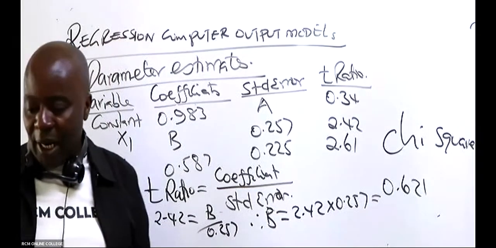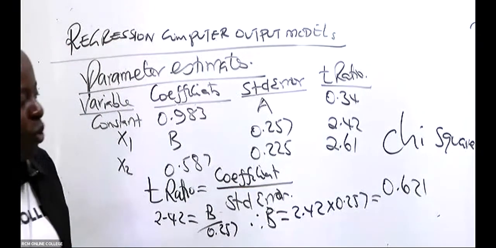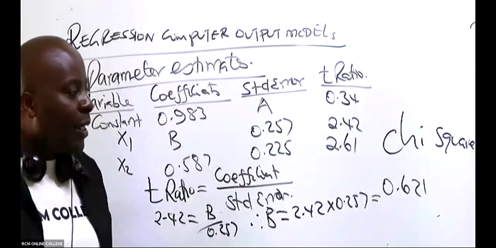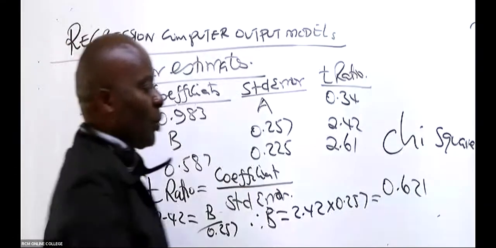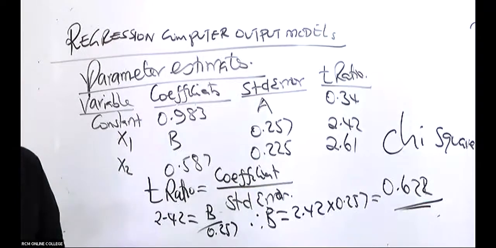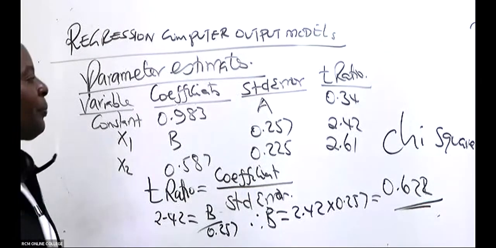Omondi Mesa gives me a figure of 0.6214, 0.6219. So can we talk of 0.622? Yeah, thank you so much. So that is something you have done very well.